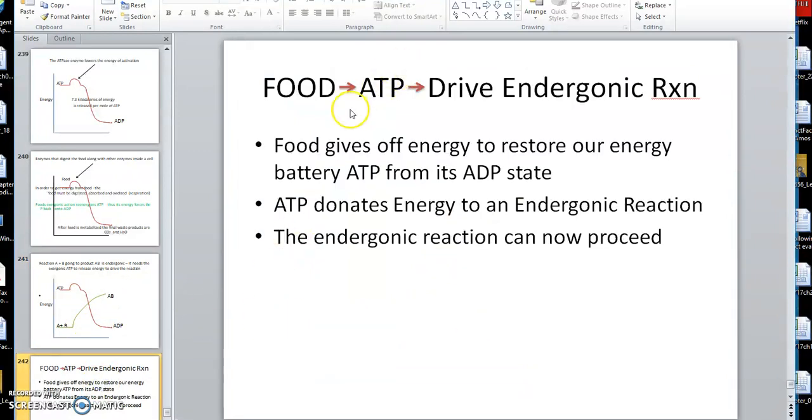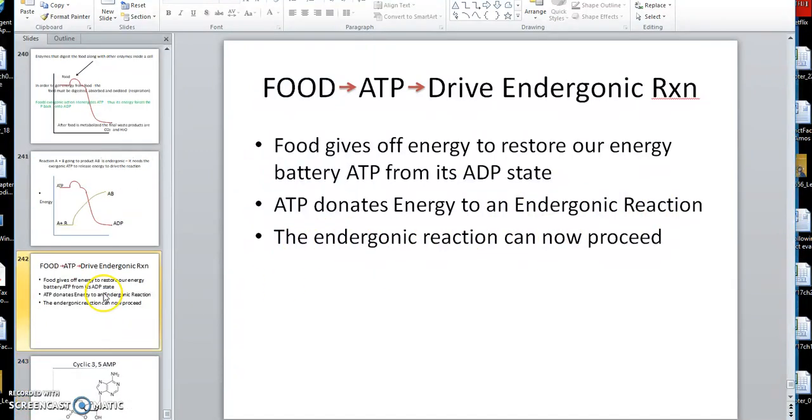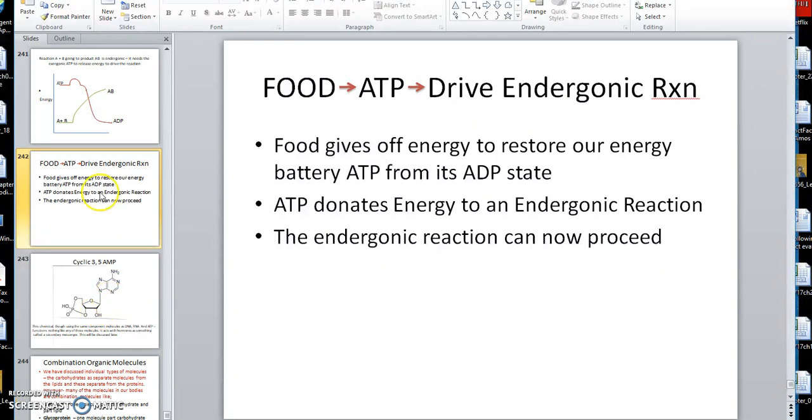So here goes again. Food to ATP to drive an endergonic reaction. Food gives off energy to restore our energy battery, ATP from ADP. ATP donates energy to an endergonic reaction. The endergonic reaction now has the energy and can proceed. Okay.